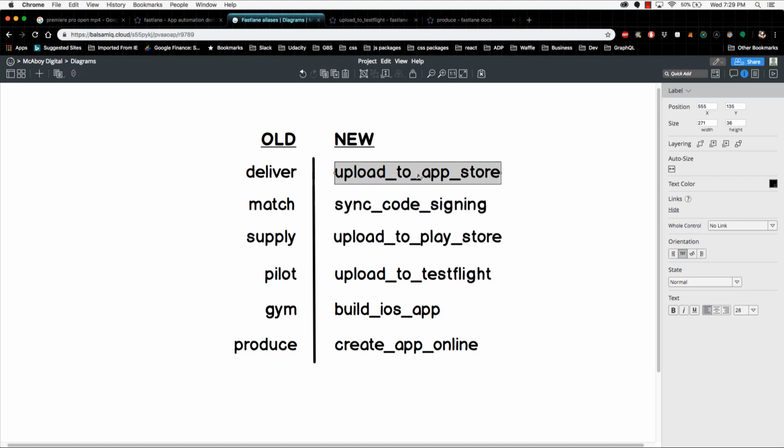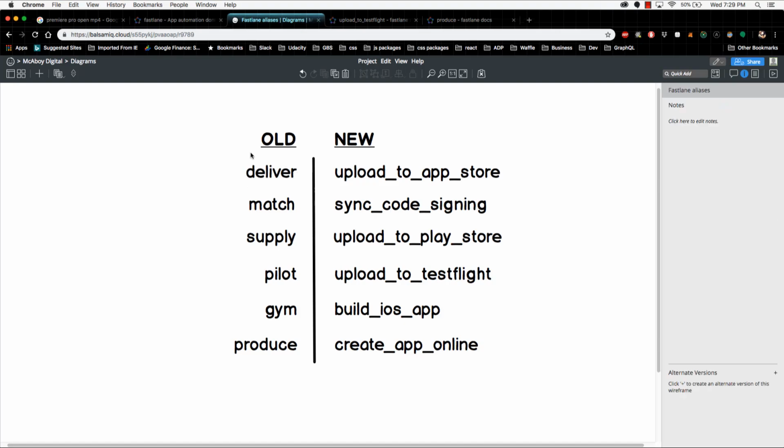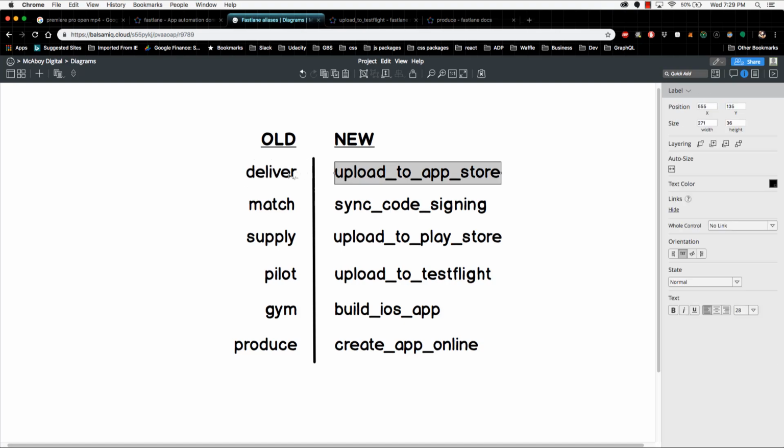Same thing with upload to App Store. The user knows that this command is uploading something to the App Store, whereas deliver was a little bit ambiguous. So if you're looking around at documentation online or maybe the Stack Overflow pages, you may see a mix of these commands. So use this video to just note that these commands are the same thing on the left and right side. They're just aliases for one another.